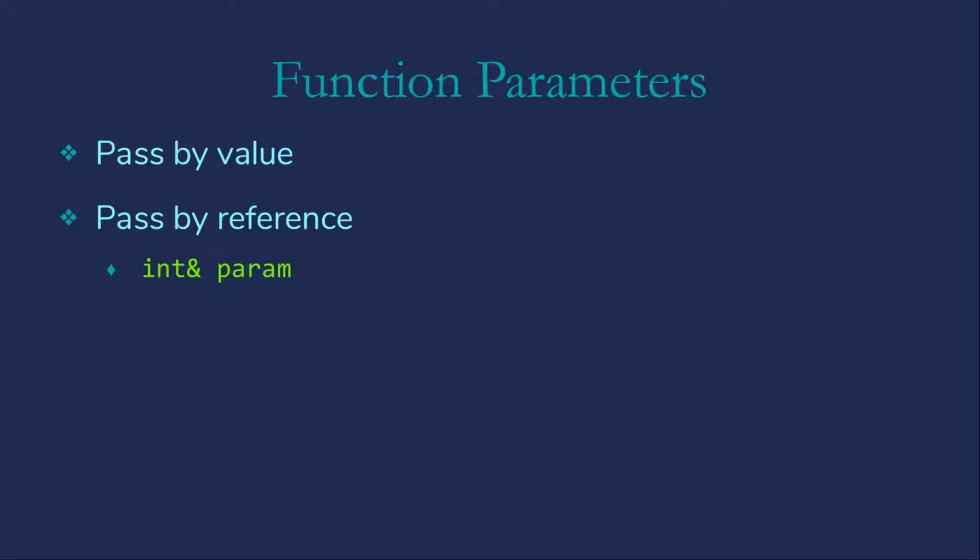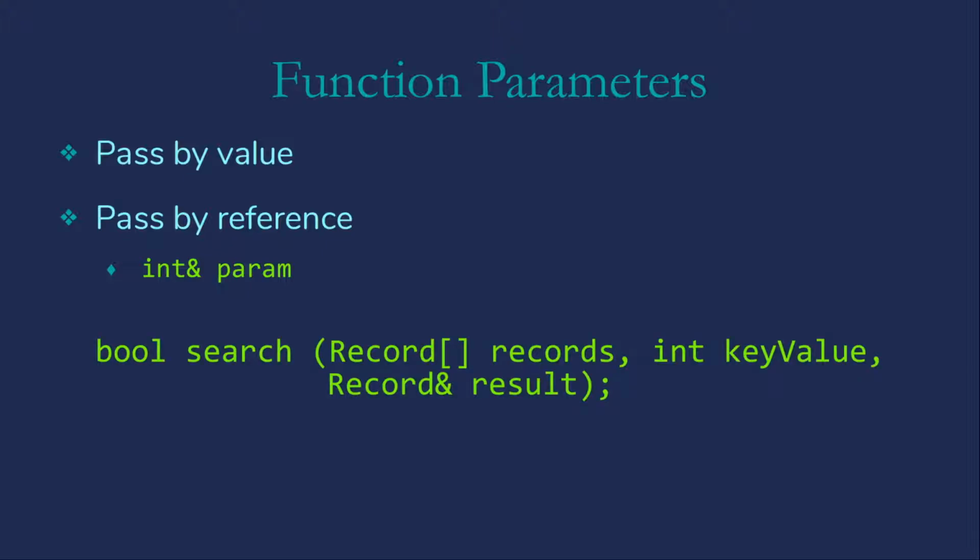Note that it is not recommended to both return values and pass other values back via pass by reference from a function in most cases. The one exception would be reporting success or failure. So for instance, if we're doing a search, we might return true or false, did the search work, but return the actual result of the search in a pass by reference parameter.